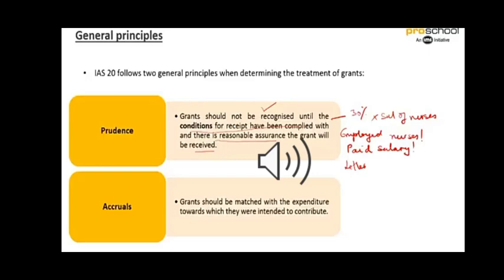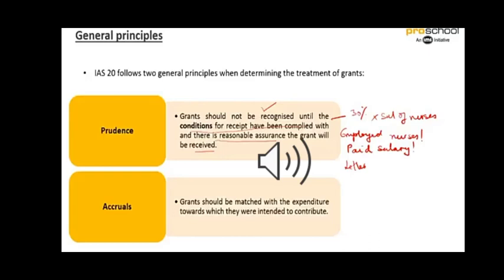And there should be reasonable assurance that the grant will be received. What will be the assurance? It is the letter by the government or notification by the government that the hospitals which employ more than 100 nurses will be eligible for 30% of the salary of the nurses. So that letter will be the assurance. So if both compliance from the hospital and assurance by the government are there, then only we can recognize the government grant. So that is the principle of prudence.